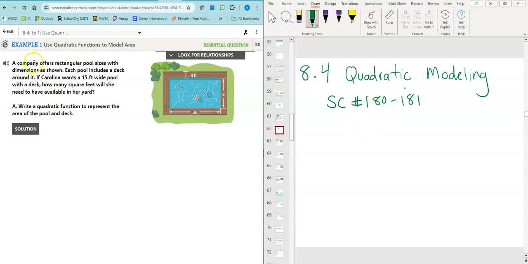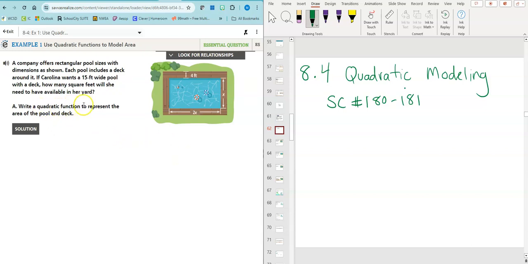All right. So here we have a company that offers rectangular pool sizes with dimensions as shown. Each pool includes a deck around it. If Carolina wants a 15-foot wide pool with a deck, how many square feet will she need to have available in her yard? So I need the area of the entire pool plus deck so I can figure out if Carolina wants to put this in her backyard and if it can fit.